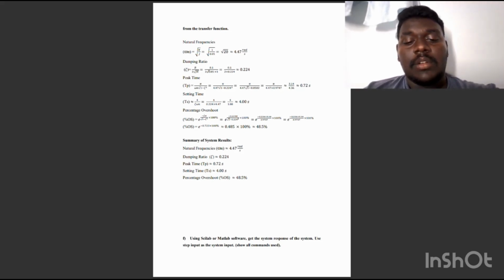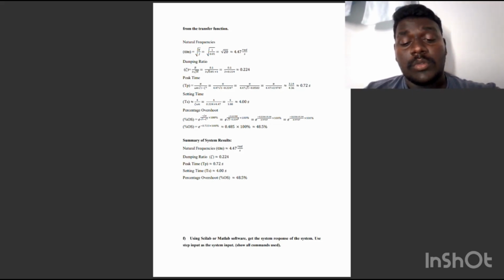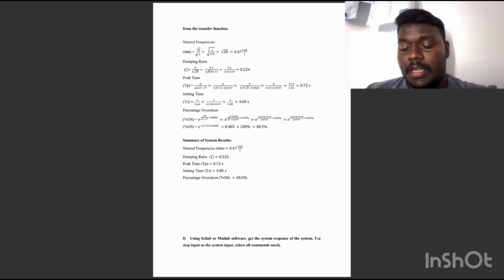This metric shows the extent to which the system exceeds its final state value during its transient response. To summarize all the values we got above: natural frequency is equivalent to 4.47 radians per second, damping ratio is 0.224, peak time is 0.72 seconds, settling time is 4 seconds, and percentage overshoot is 48.5%. This parameter helps us understand and predict how the system will respond to changes over time. That's all. We will move on to our next slide.